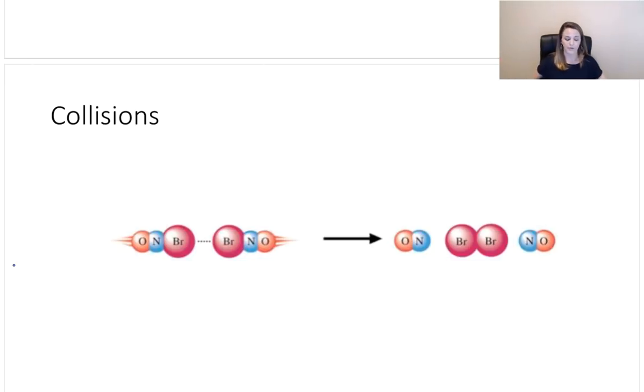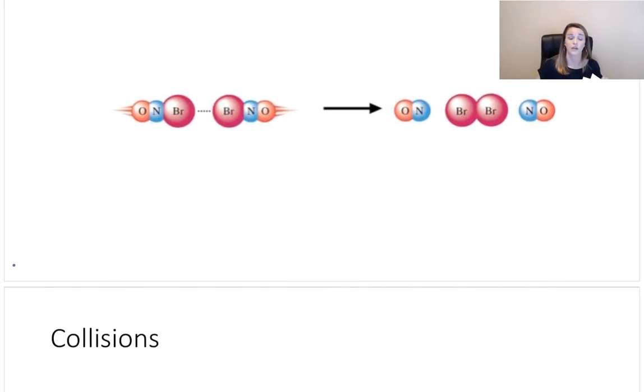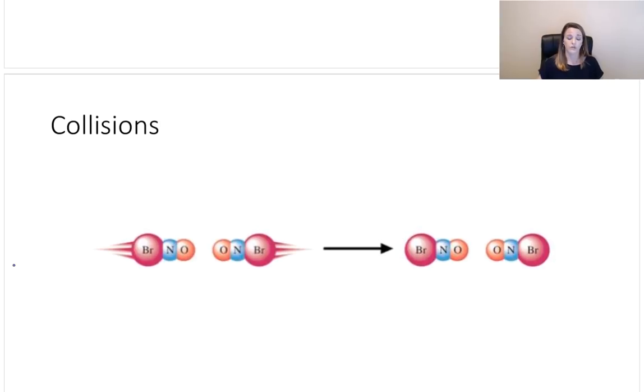But this is only going to happen when our bromines come at each other with head-on overlap. Okay, so that we know for sure is going to work. Now let's look at another set of conditions. Let's flip this one around.